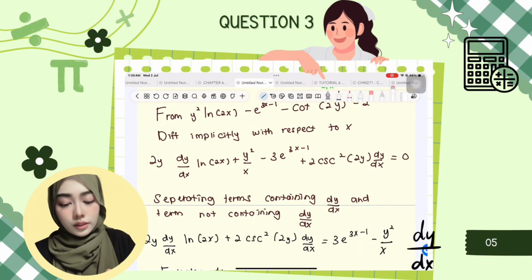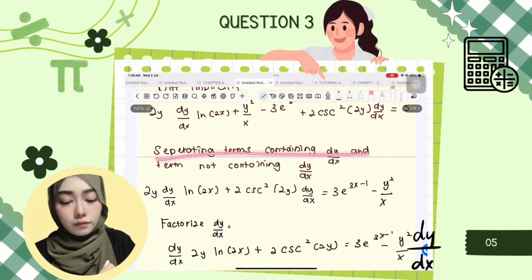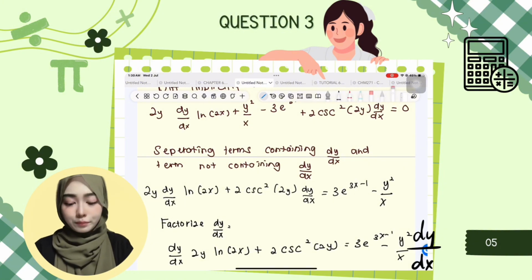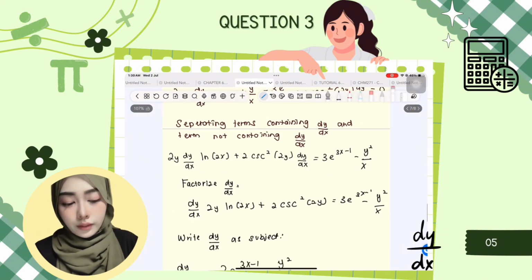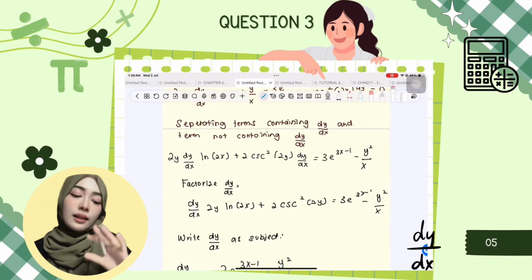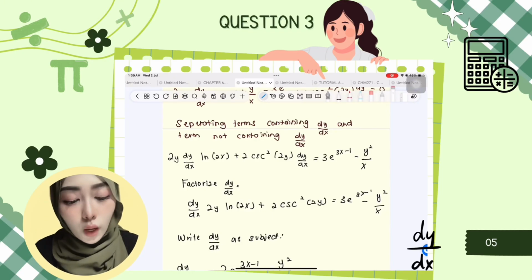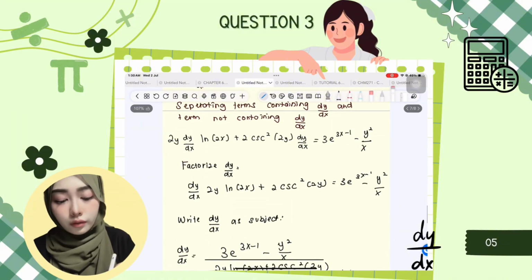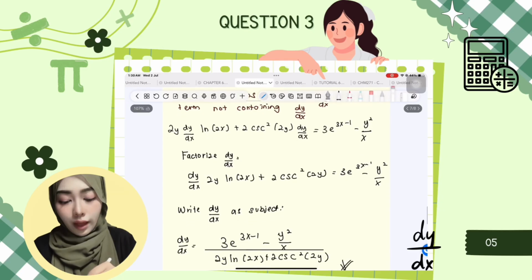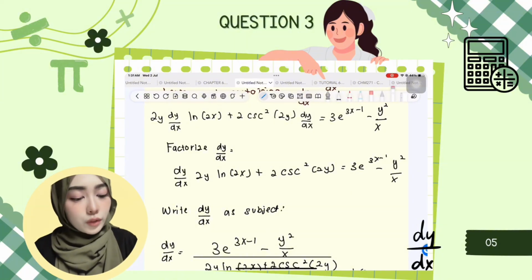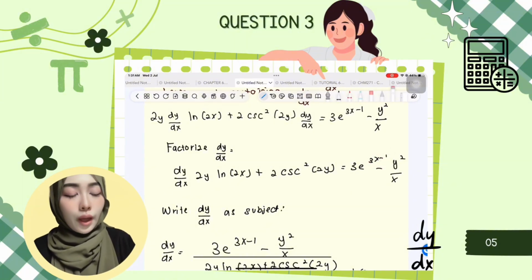So now we have to separate terms containing dy/dx and terms not containing dy/dx. The left hand side is the terms that contain dy/dx, and the right side is the terms that do not contain dy/dx. After separating terms, we are going to factorize dy/dx. So we have dy/dx (2y ln 2x plus 2 cosec² 2y) equal to 3e^(3x) minus 1 minus y² over x.